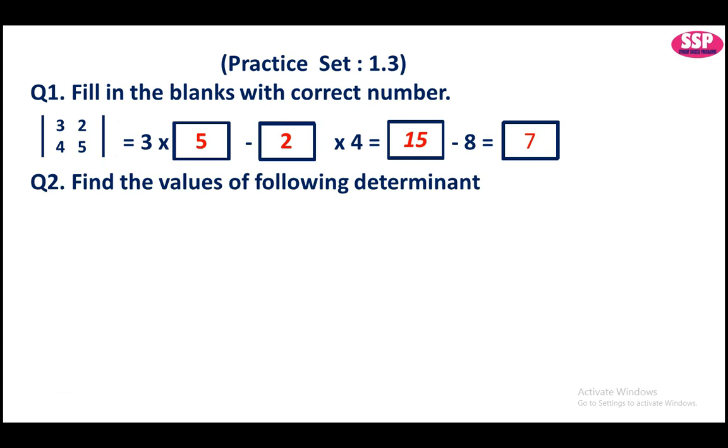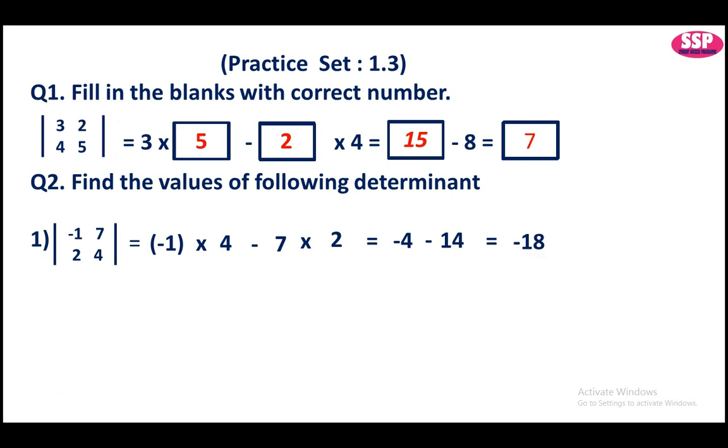Question number 2. Find the values of the following determinants. The first determinant is equal to the product of the first element of the first row multiplied by the second element of the second row, that is minus 1 multiplied by 4, minus the second element of the first row multiplied by the first element of the second row, that is 7 multiplied by 2. Minus 1 into 4 is minus 4, minus 7 into 2, 14. Minus 4 minus 14 is equal to minus 18.